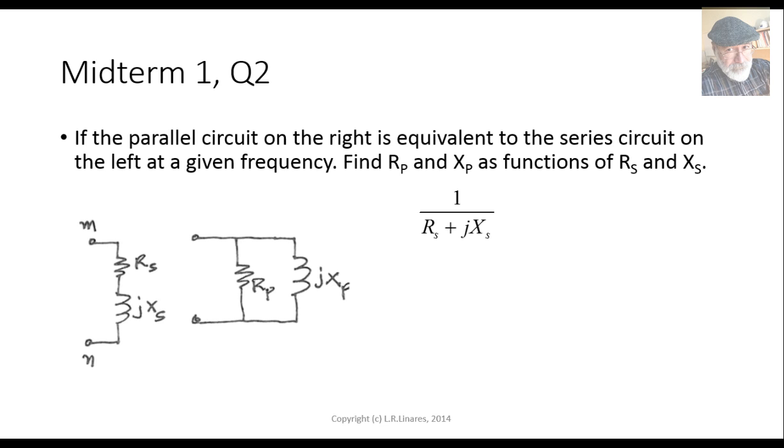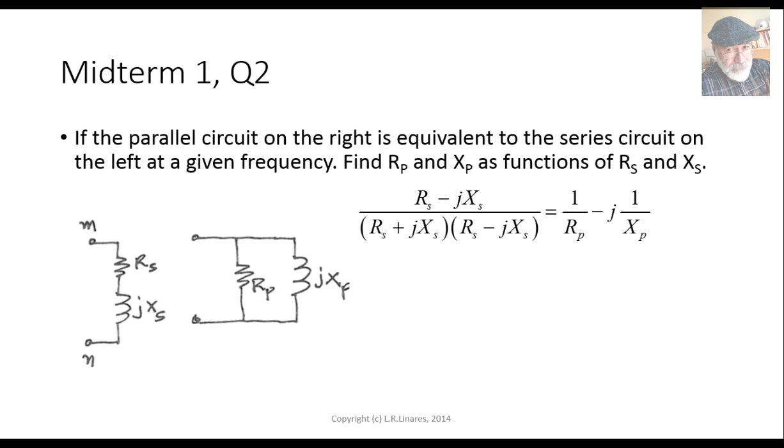Well, the inverse of the impedance of the series circuit, that is the admittance of that one, has to be equal to the admittance of the circuit on the right, the parallel one. But the admittance of the parallel one is just the sum of the admittance of the resistor, 1 over Rp, plus the susceptance of the reactor, negative j 1 over Xp. We simplify that, and we find out, simplifying that a little bit, that the expression on the top, I have multiplied numerator and denominator by the complex conjugate of the denominator.